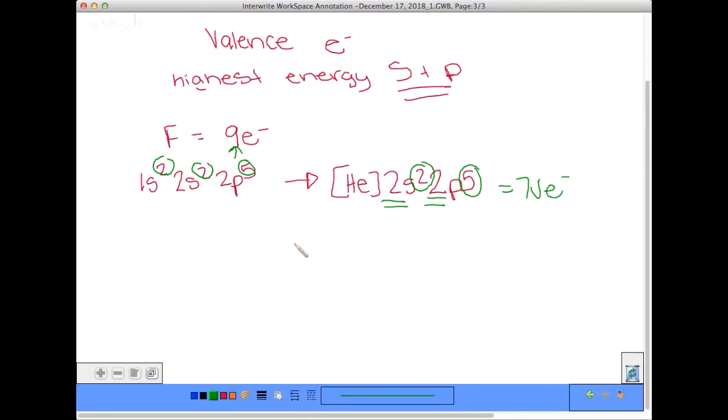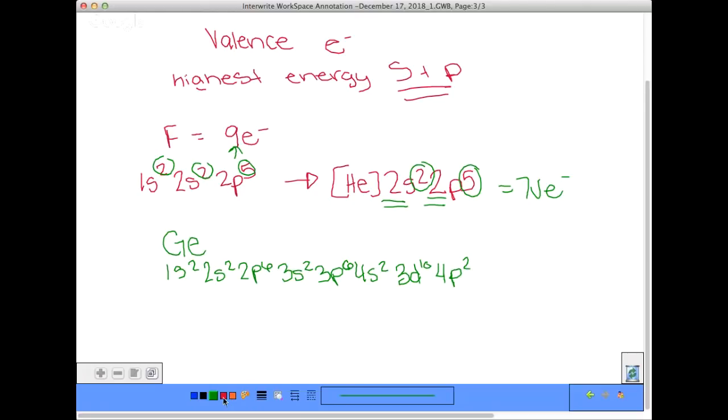I could do the same thing, let's say, with something like, I believe that's germanium. So let's see germanium. If I were to write out this electron configuration, this is going to be 1s2, 2s2, 2p6, 3s2, 3p6, 4s2, 3d10, and then 4p2.